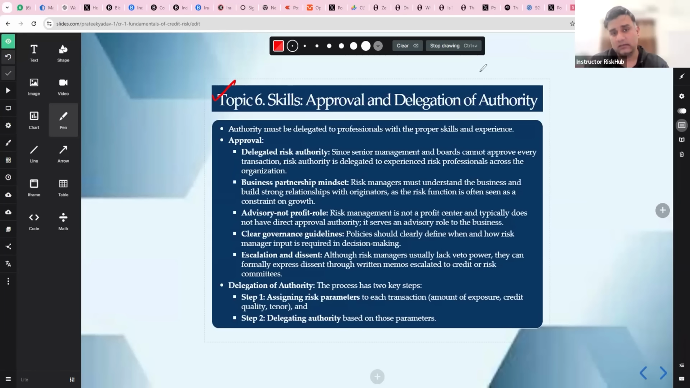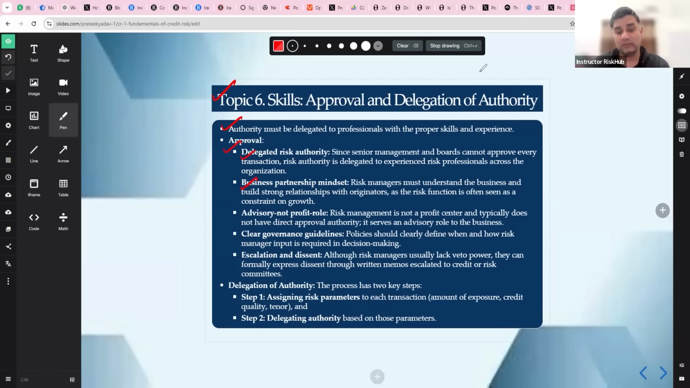So again, what we need to understand is that authority must match your skill. You cannot allow a junior analyst approving high risk exposure, or a sales team overriding credit risk. Your delegation must be structured. If you look at delegated risk authority, board and senior management cannot approve everything. So approval authority flows downward. This creates your efficiency, your scalability, and your control. This connects to your operational scalability and your internal control design.